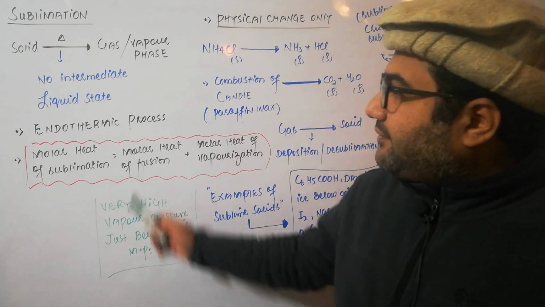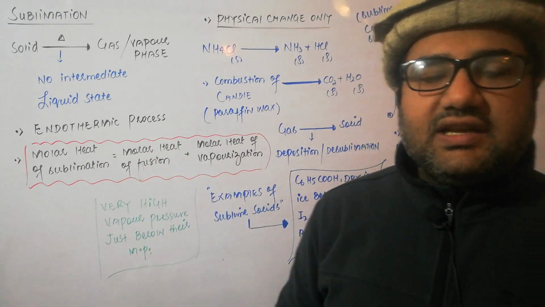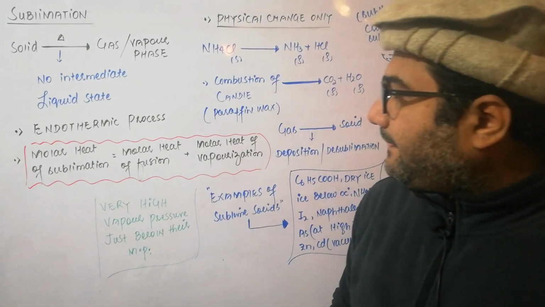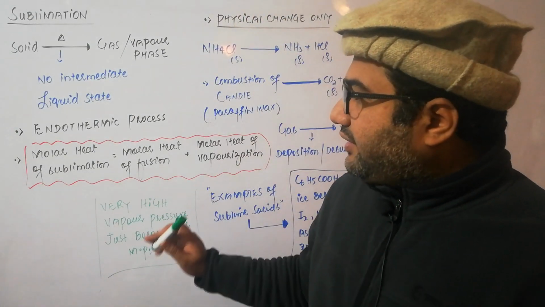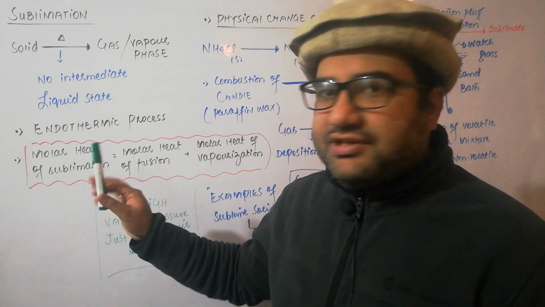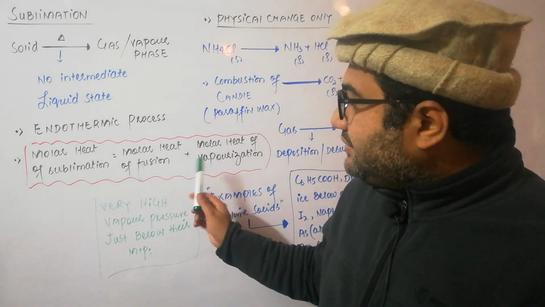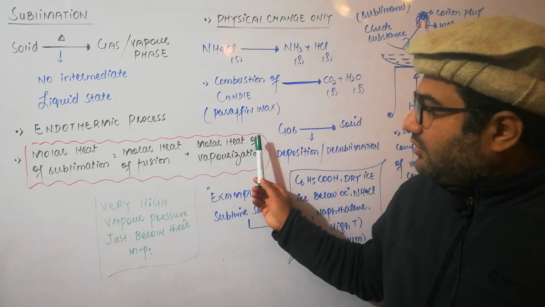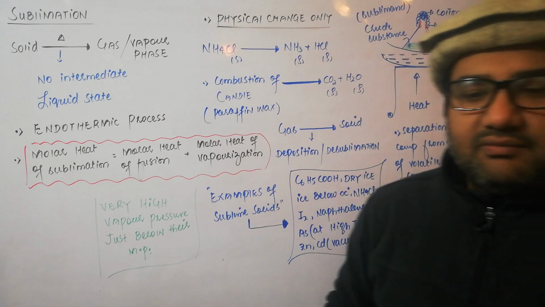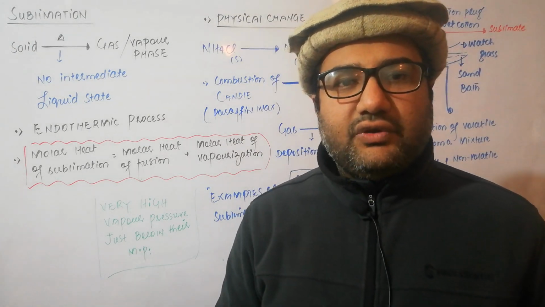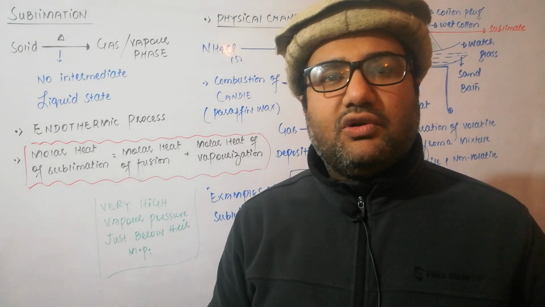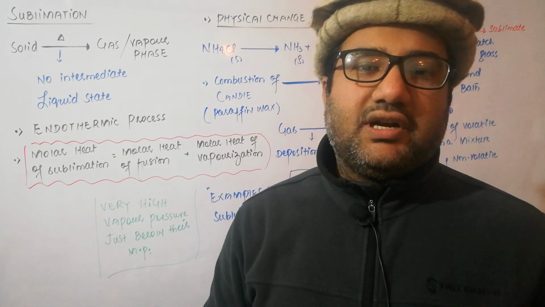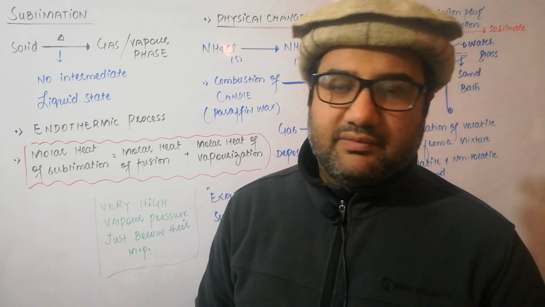It is an endothermic process because energy is required in converting the solid directly into the gas. And it is a very important point that the molar heat of sublimation of a substance is the sum of the molar heat of fusion and the molar heat of vaporization. When you add the molar heat of fusion, which is for melting, and the molar heat of vaporization, which is for vaporization, the sum of these two becomes equal to the molar heat of sublimation.